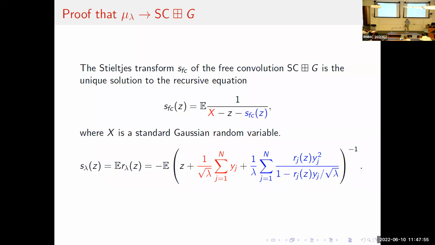Any questions on this, on how to use this RDE? So this is how we recover the time.